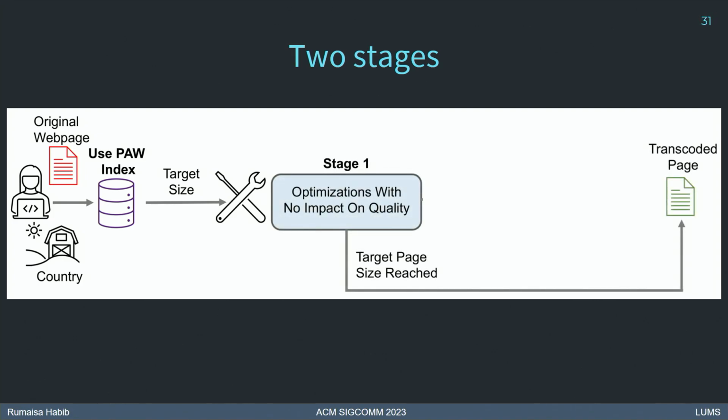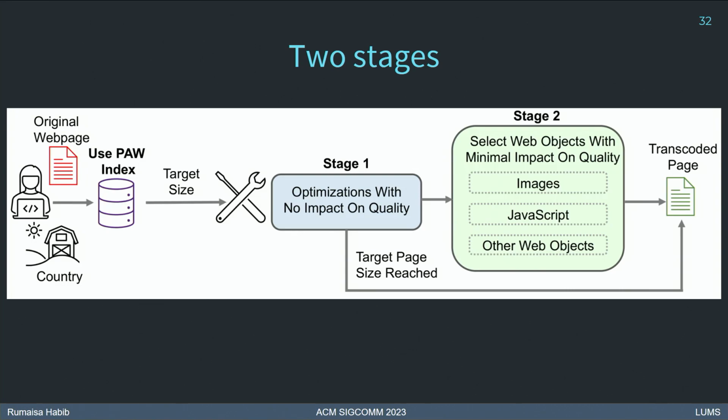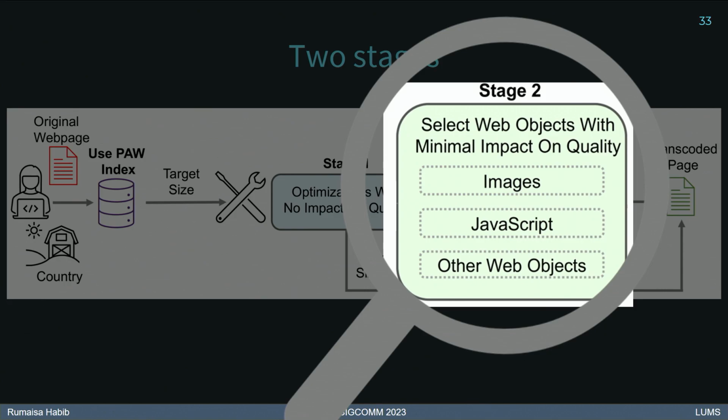In the first stage, we only consider optimizations which have no impact on quality. So this would be low-hanging fruits such as gzip compression or JavaScript minification. If the page size target has been met at this point, then well and good, we'd return a transcoded page. But we do know that a lot of pages would not reach the target at this point, so they'd move on to stage 2. Here we apply optimizations which may impact quality. And since we're impacting quality here, we want to do that in a strategic fashion. So let's zoom into stage 2.